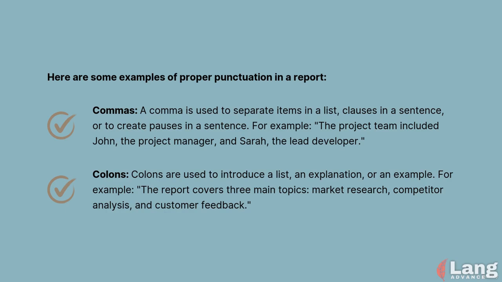Commas. A comma is used to separate items in a list, clauses in a sentence, or to create pauses in a sentence. For example, the project team included John, the project manager, and Sarah, the lead developer. Colons. Colons are used to introduce a list, an explanation, or an example. For example, the report covers 3 main topics: market research, competitor analysis, and customer feedback.